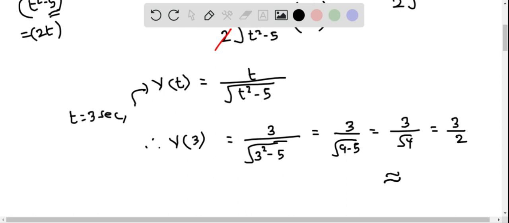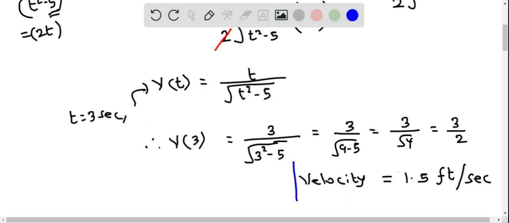This is exactly equal to 1.5. 3 divided by 2 is 1.5. And we put the unit as feet per second. This is the unit of velocity. So we have determined that the velocity equals 1.5 feet per second at the time t equal to 3 seconds.